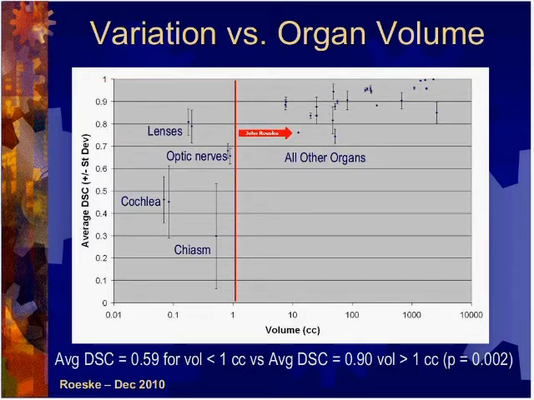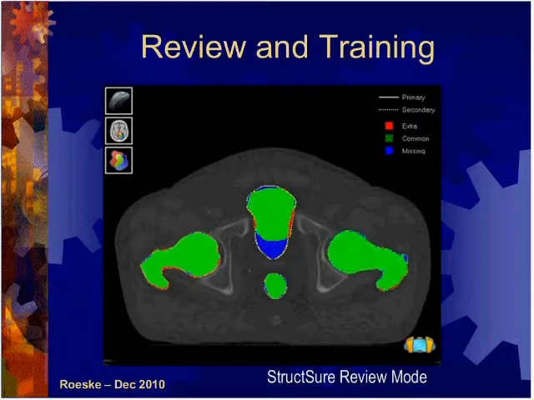Here is a screen capture from STRUCTURE, looking at the review and training. In this particular case, and this is what you typically see, these greens, reds, and blues. The blue here is showing where the dosimetrist missed part of the bladder. The red, maybe they over-contoured it a little bit.